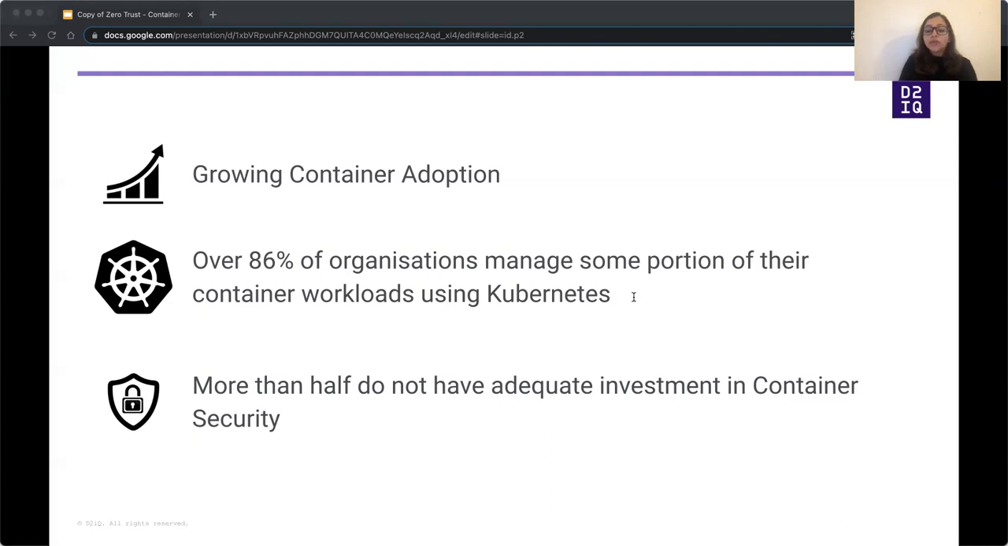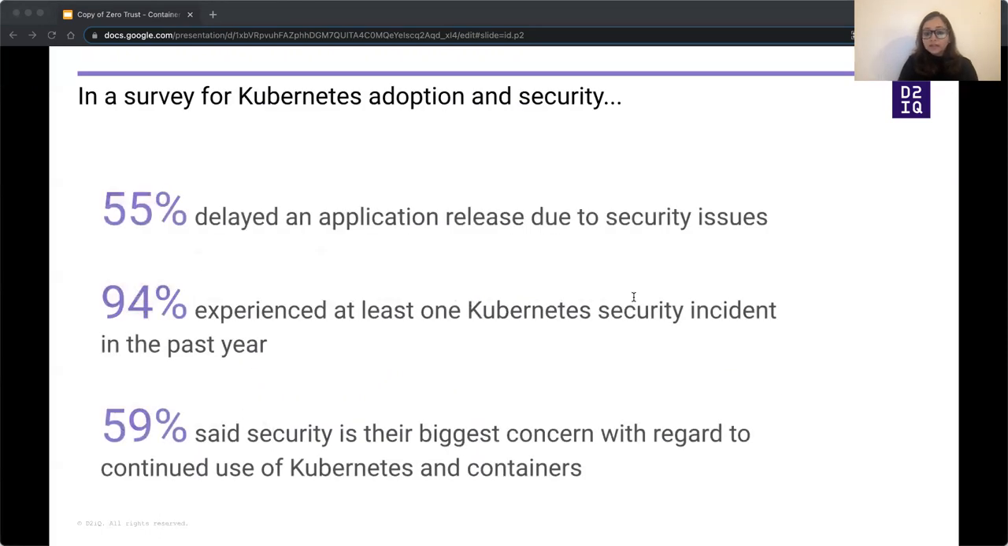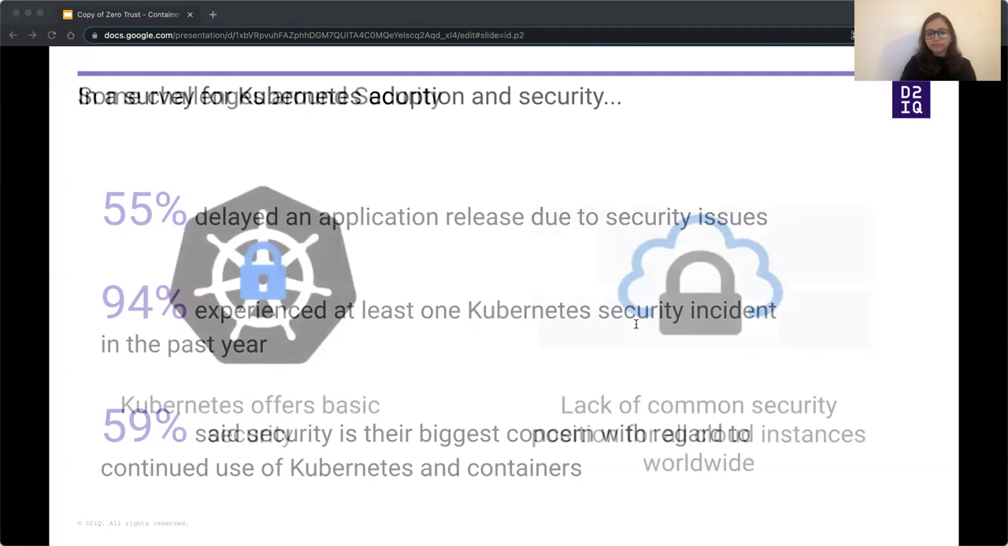While Kubernetes is growing in popularity and its use within organizations is maturing, at the same time, security concerns around Kubernetes are mounting. A Red Hat survey of Kubernetes adoption and security showed that of 500 DevOps professionals surveyed, 55% delayed an application release due to security issues. 94% experienced at least one Kubernetes security incident in the past year, and 59% said security is their biggest concern with regard to continued use of Kubernetes and containers.